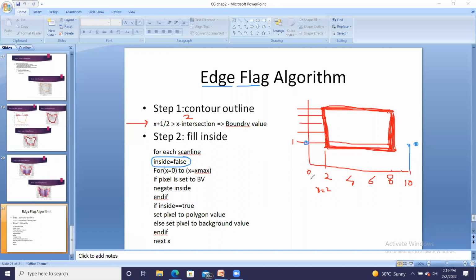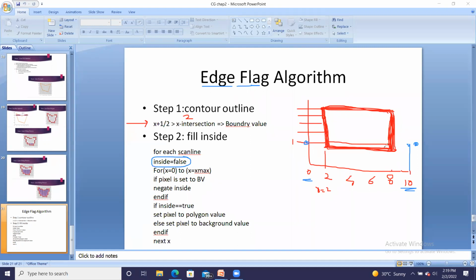म्हणजे 0 पासून ते 10 पर्यंत काय करायचंय तुम्हाला ते बघा. If pixel is set to background value, पिक्सेल जर बॅकग्राऊंड व्हॅल्यूला सेट असेल तर तो you have to negate the inside and end if. So this is applicable for the, what we can say, the pixels after intersection. So here instead of 0 and 10 we are going to have the intersection points.